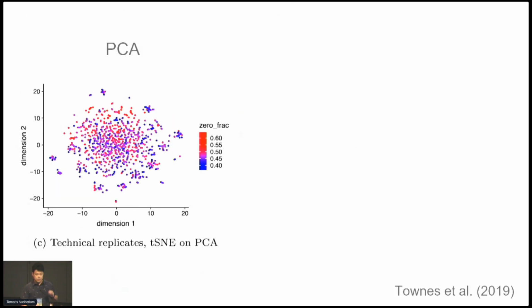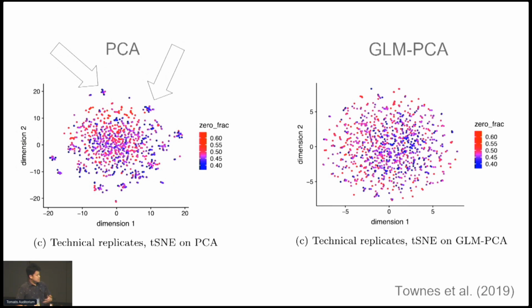More importantly, if you use the same log transformed data to do a PCA, you can see artificial clusters in a data set that doesn't contain any biological signal. However, if you model the data without the log transformation, based on more generalized frameworks such as a generalized linear model with PCA, then those artificial signals are gone.